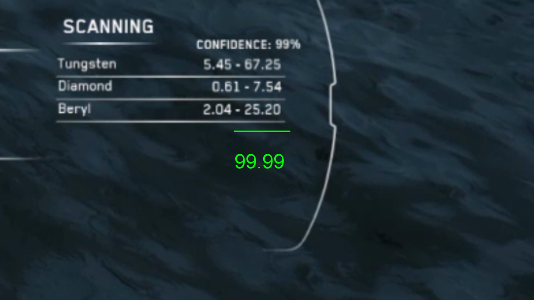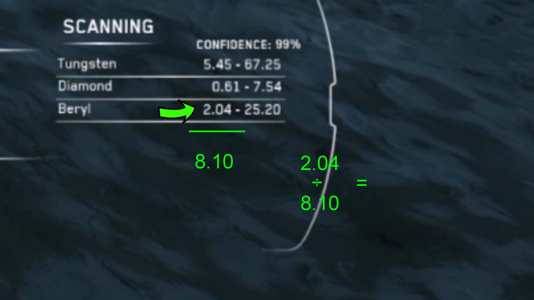To explain why, we return to the numbers on the left. Remember, these numbers represent what percentage of the rock will consist of the elements listed. When we add them all together, we see that 8.1% of this rock will consist of these materials. If we divide the 2.04% beryl by the total of 8.10, we come up with this number. Now again with the diamond, and finally with the tungsten.